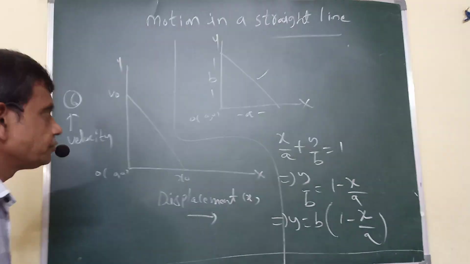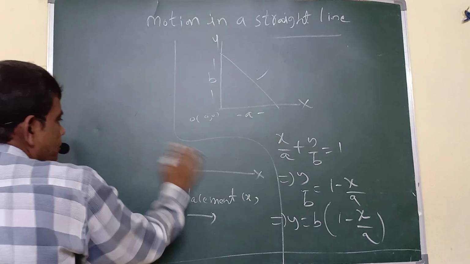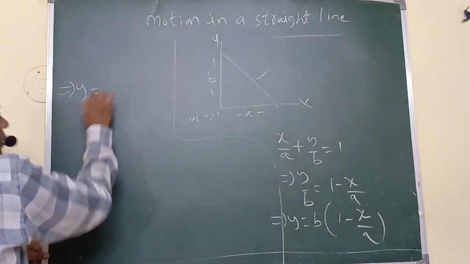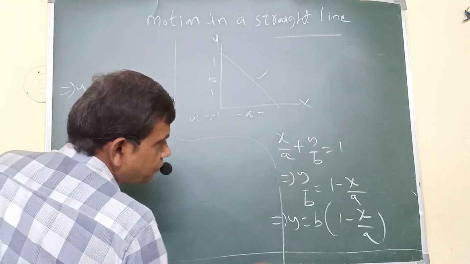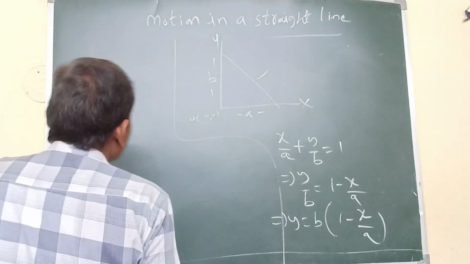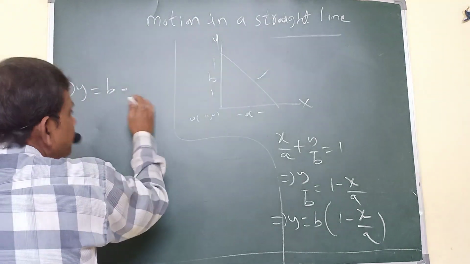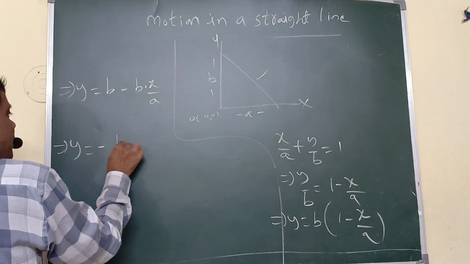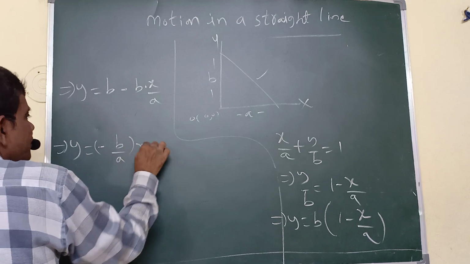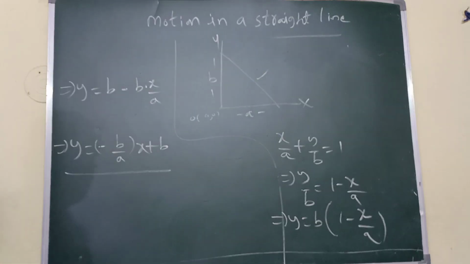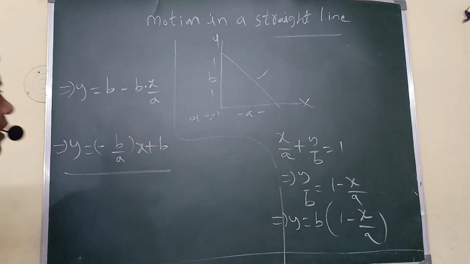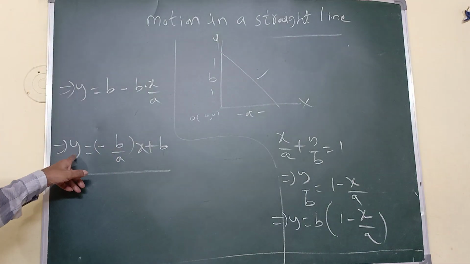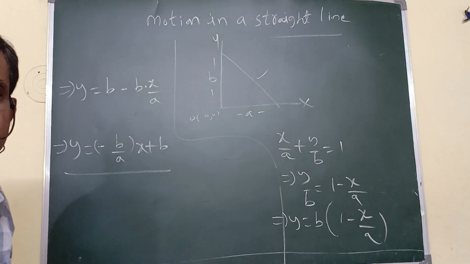Okay. Now again you write this as y equals B into 1, minus B into x by A. So y equals minus B by A into x plus B. So I am writing x by A plus y by B equals 1, this straight line equation, I am writing like this also: y equals minus B by A into x plus B.